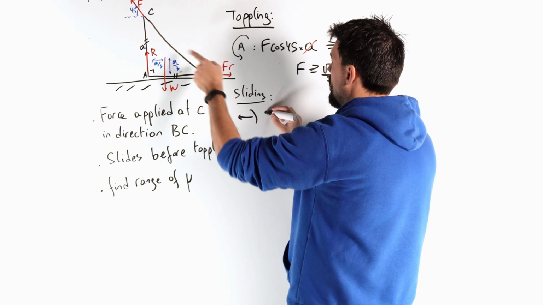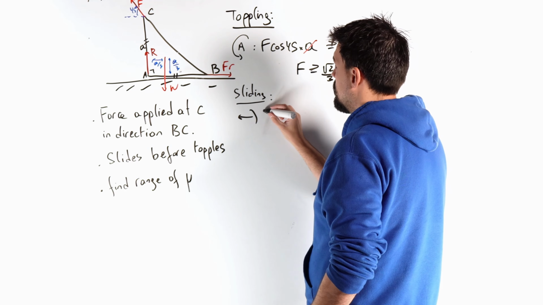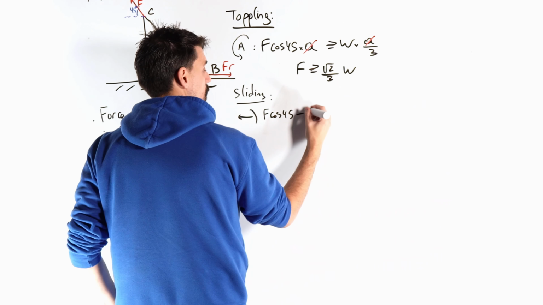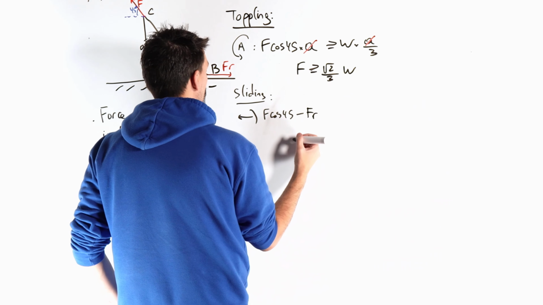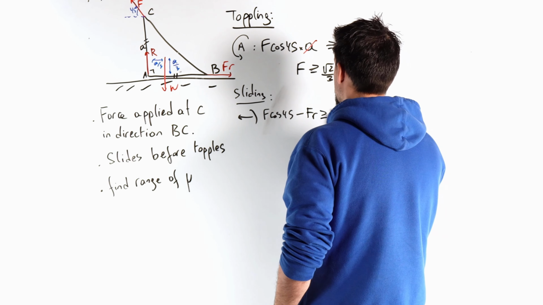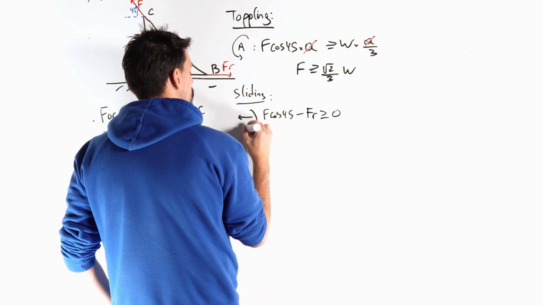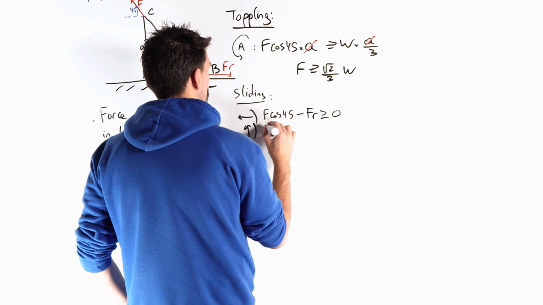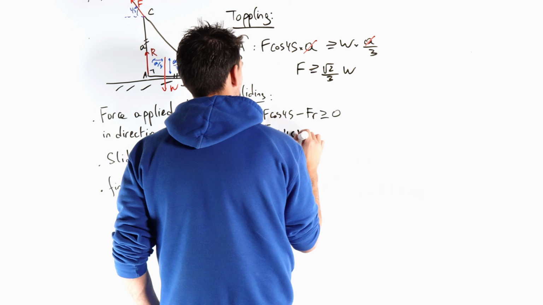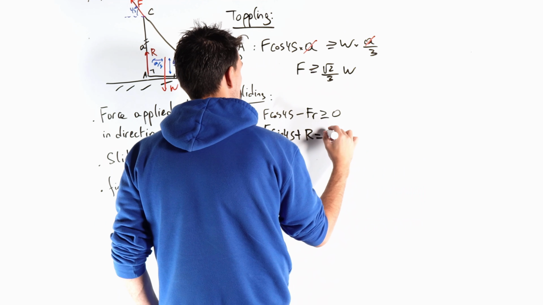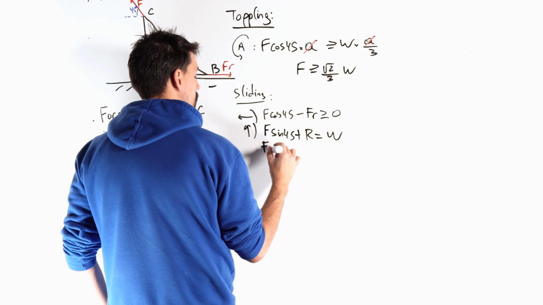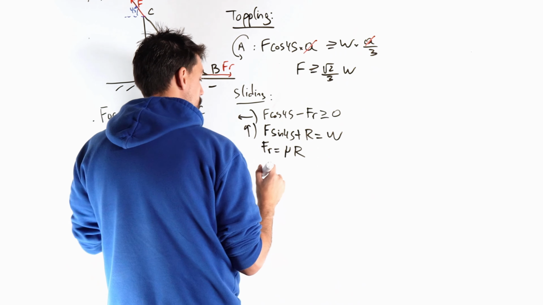Forces going to the left will be F cos 45. Forces going to the right, friction. Now, if it is sliding, that has to be greater than or equal to 0. Now, looking at my forces vertically, I've got F sine 45. I know it's the same thing. Plus R has got to equal W. And we also know that friction is mu R.